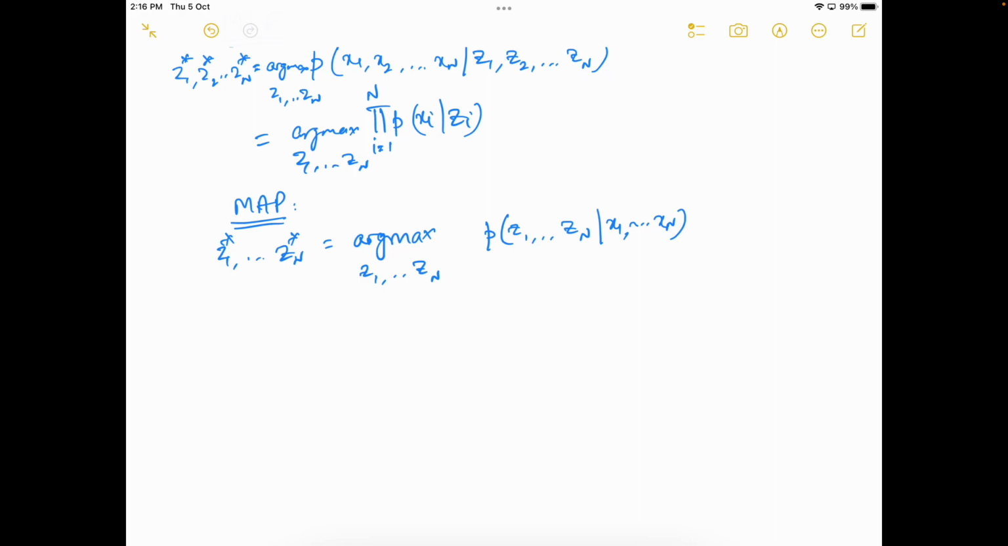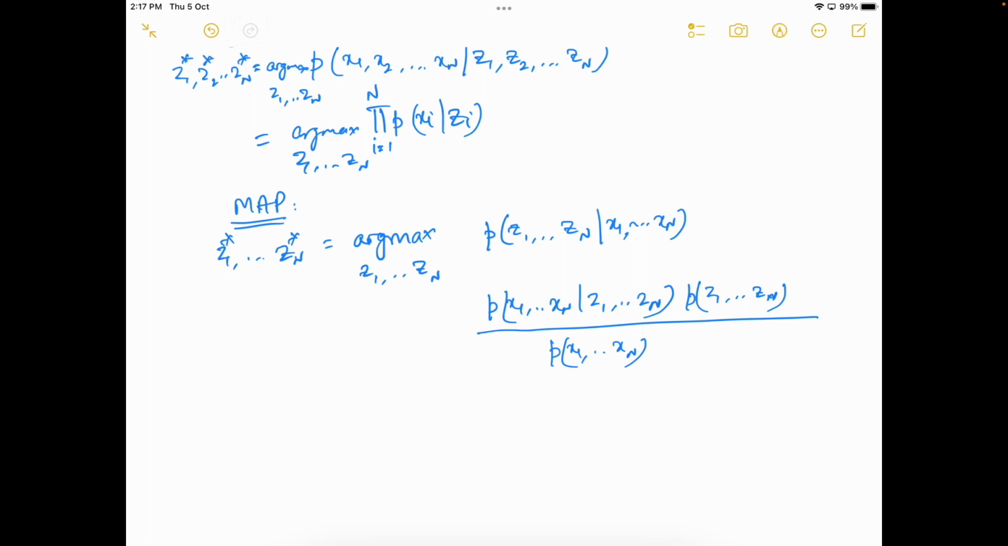Okay, so we don't know P of z given x, but we know P of x given z. So why don't we apply Bayes rule? Let's apply Bayes rule. First convert everything in terms of P of x given z. So this is P of x1 to xn given z1 to zn, into P of z1 to zn, divided by P of x1 to xn. That is simply the Bayes rule, right?